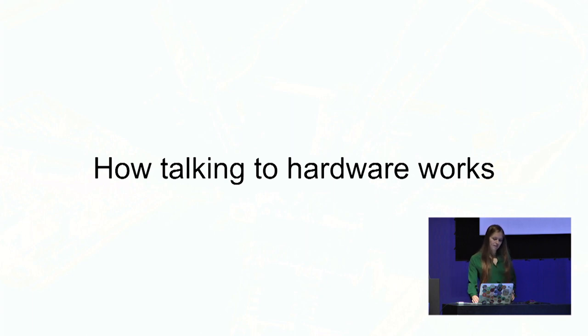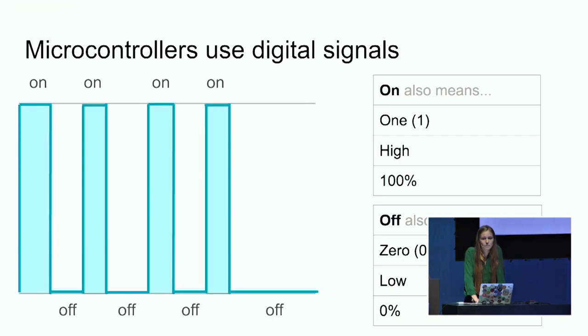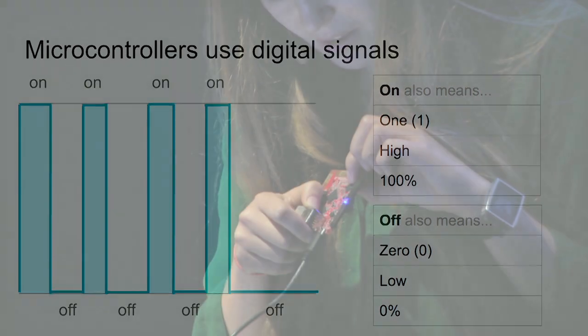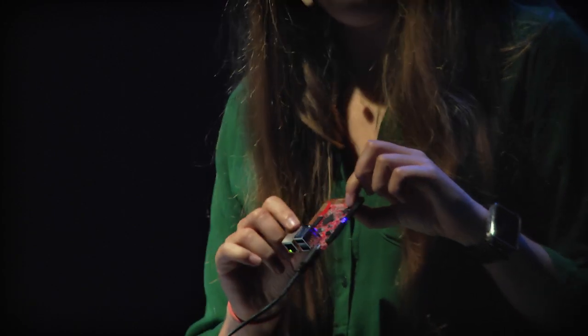So jumping right in, how talking to hardware works. There are many ways that a signal can play on a wire. You've got your analog, you've got your pulse width modulation. Today we're only going to talk about digital signals, because a microcontroller will typically use just a digital signal. It's very simple. It's either on or it's off, right? And this is the microcontroller chip on here. That's what it speaks, is ones and zeros. So we need to figure out how to use ones and zeros to convey more information than just on and off.